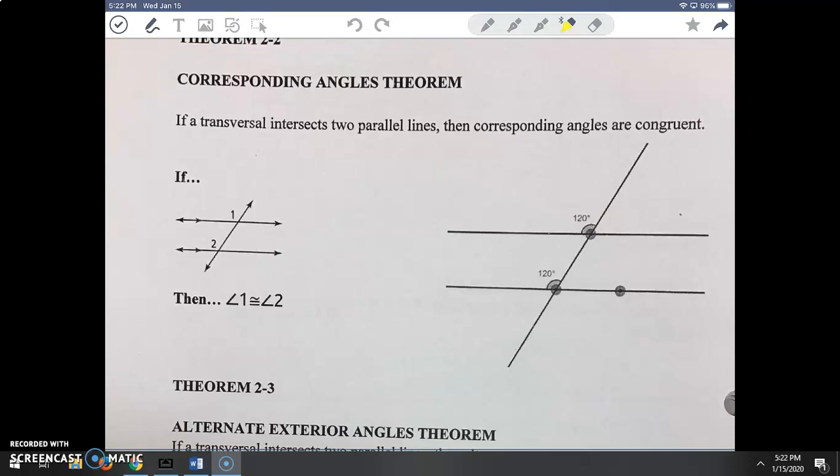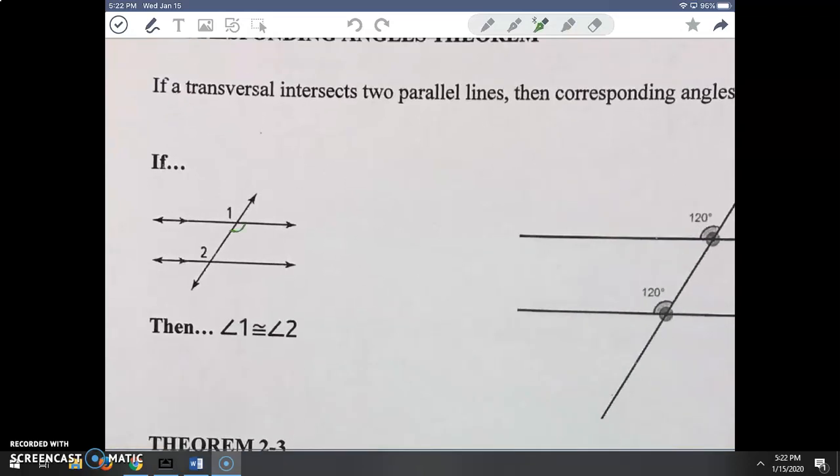Just like, for example, this angle down here would be the same as this one down here. Bottom right, corresponding, which means the exact same spot, but in a different intersection. They are going to be congruent.